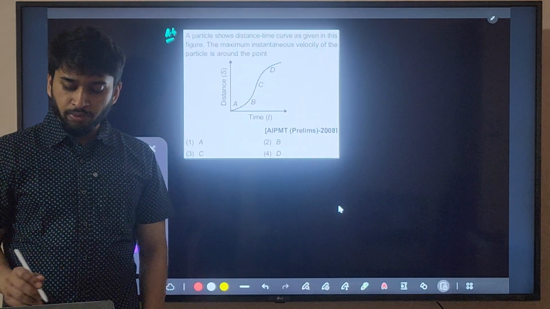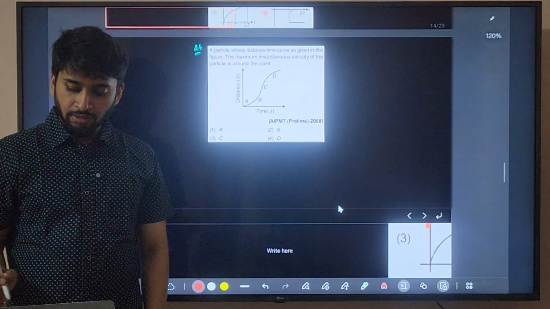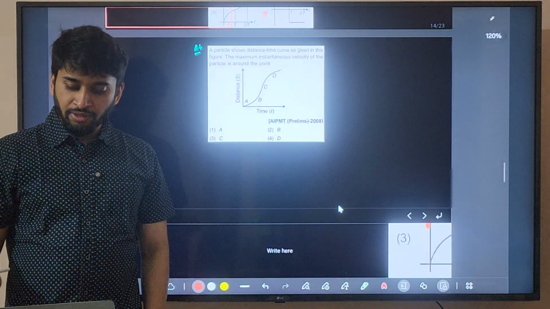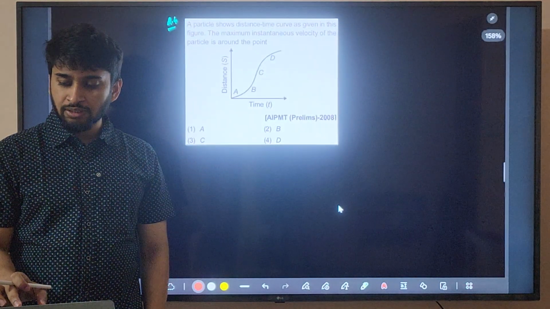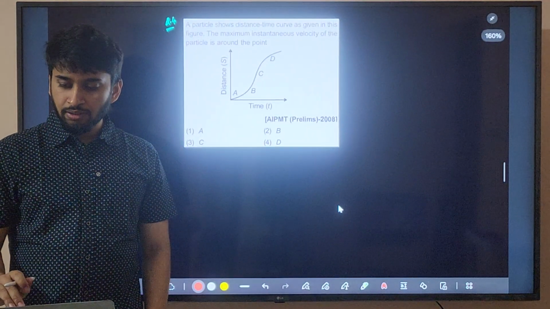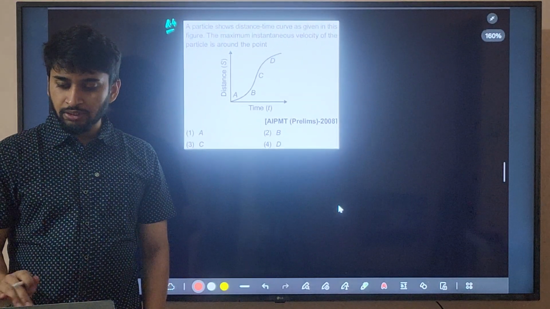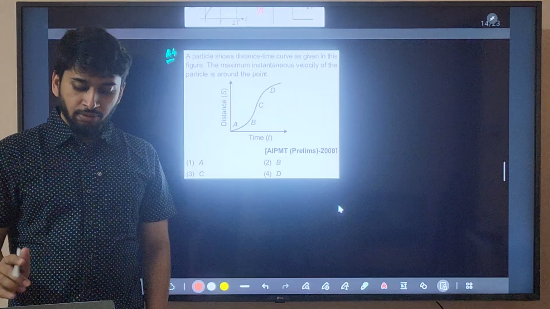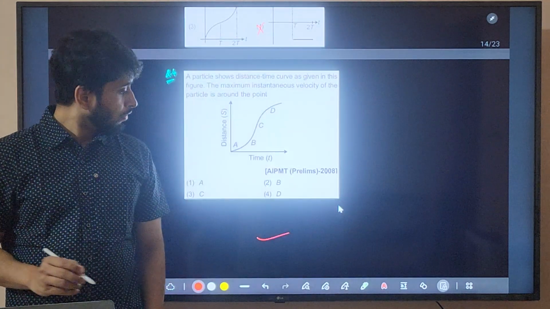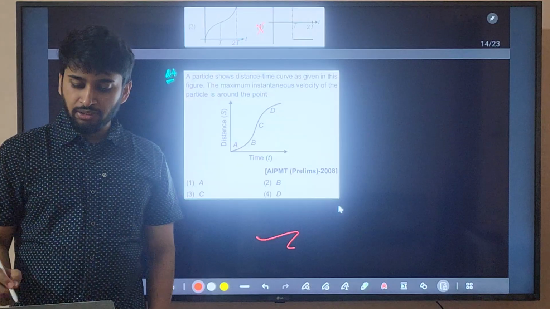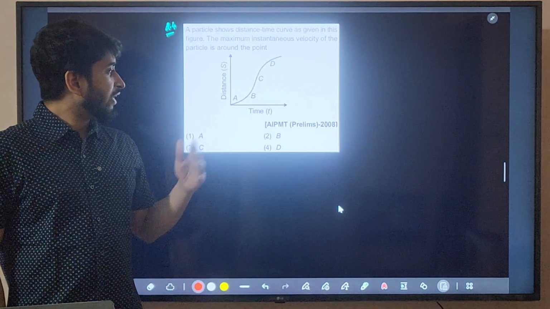So see, what do we know? We know that slope gives instantaneous velocity, right? We know very well that the slope of the position time graph gives instantaneous velocity. Fine. So I hope this is visible, not an issue. So where will we get the slope?